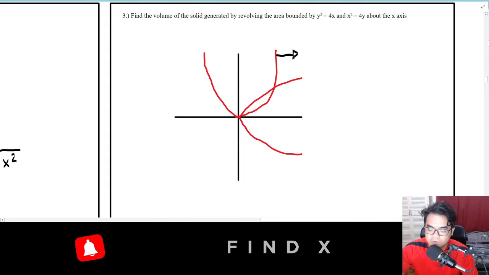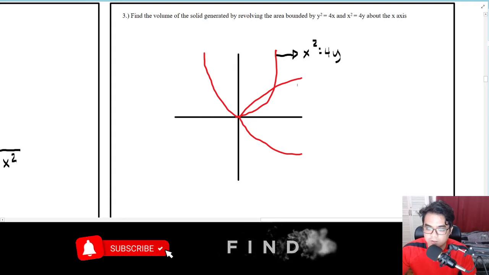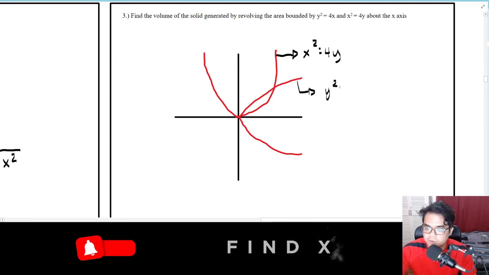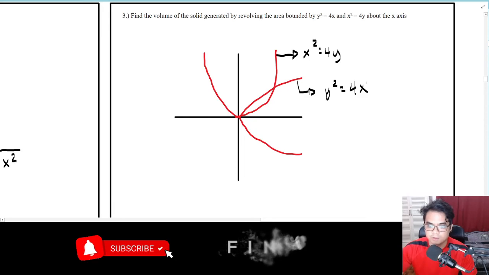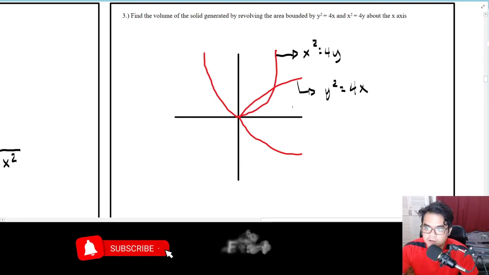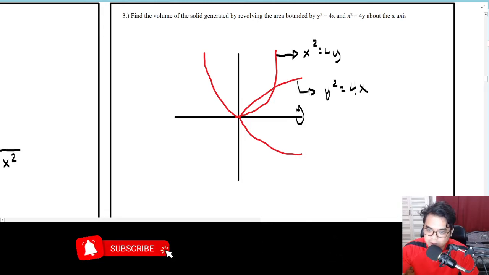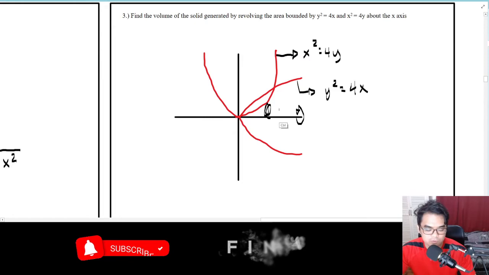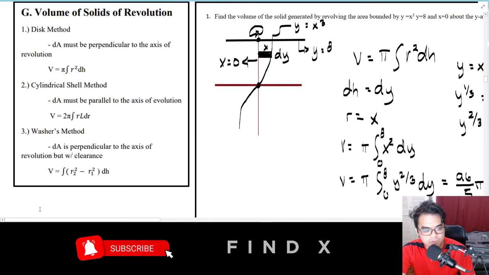So this is opening upward. Therefore, this is x squared equal to 4y, and this one will be y squared equal to 4x, right? And then we are asked to find the area here, so this area. It is revolved about the x-axis. So here is the revolution. As you can see, there will be a clearance here, so in this case, we'll be using the third one, which is the washer method.